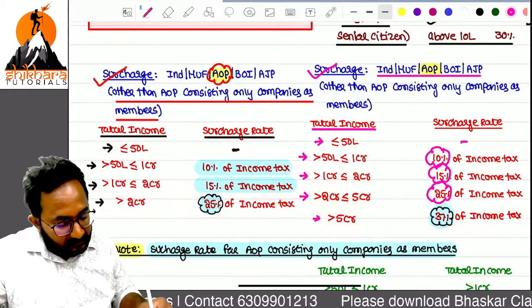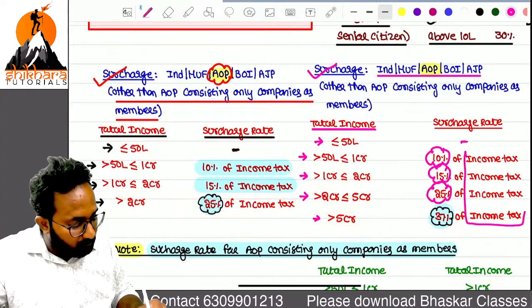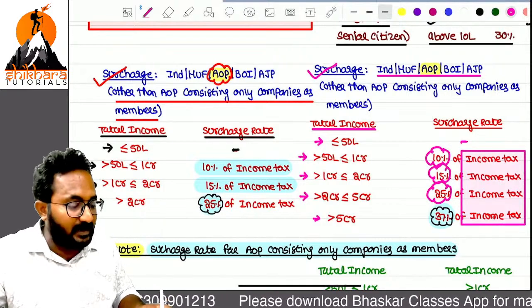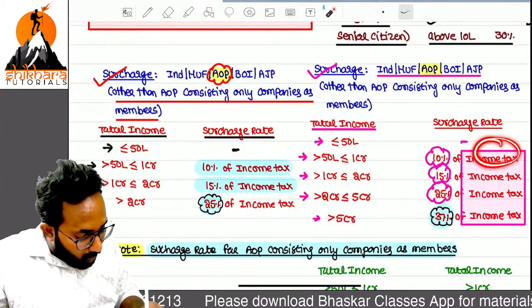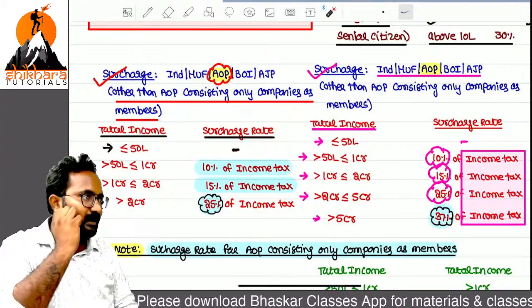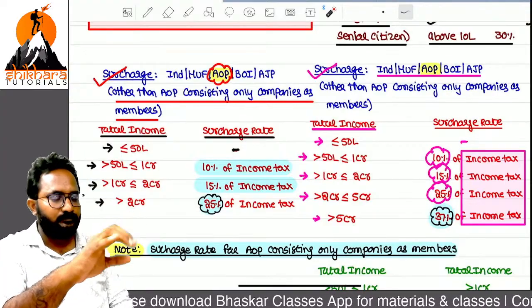But remember, these are all to be applied on income tax, not on total income. That's why we call it tax on tax. Are you clear up to now?